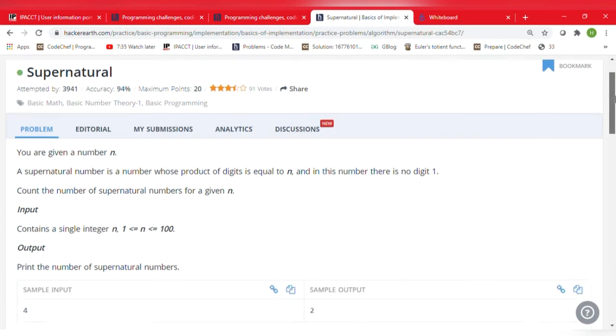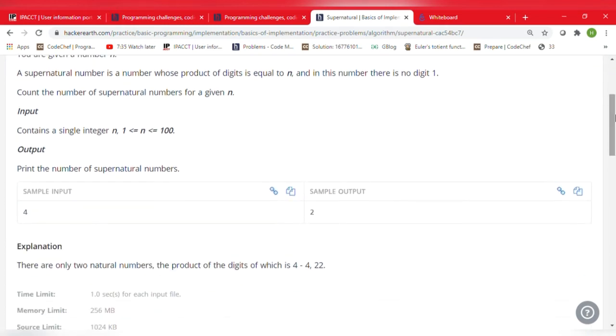As we can see, n is very small, it is only 100, so we can use simple recursion to solve this problem. Another example we can take is 6, and for 6 there are three numbers: 23, 32, and 6, whose product of digits is 6. So this problem is very simple and we can solve it by using recursion only.